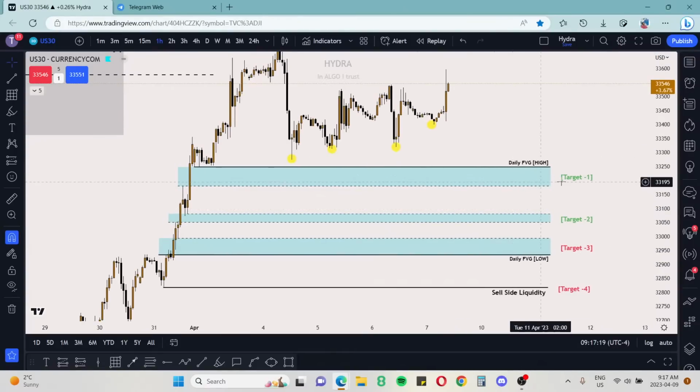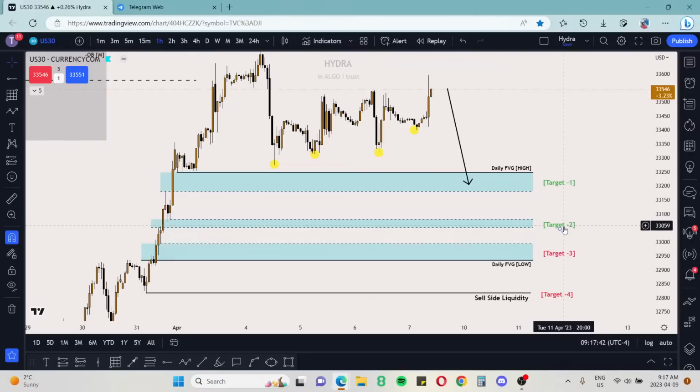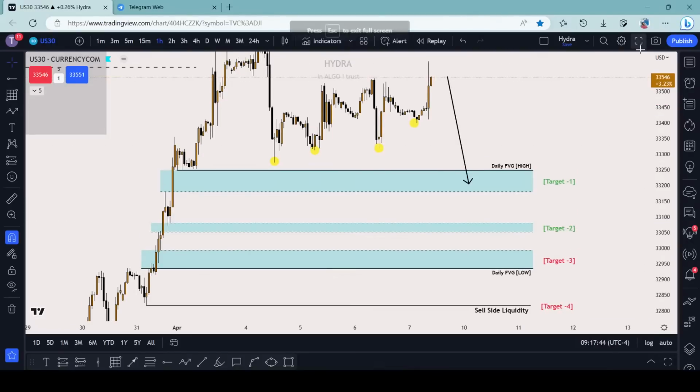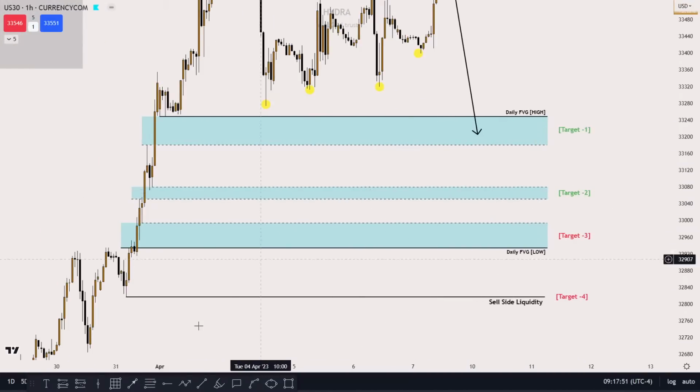Why? Because the first fair value gap that you see right here, it's close to these relative equal lows. So if price is coming down and taking out these relative equal lows, what I can expect to see is price filling this fair value gap too, right? I can expect to see price filling this fair value gap. So this target 1 becomes our high probability target. This target 2 is also a high probability target, but it's not as high probability as the first target. Why? Because it's the midway of the daily fair value gap.